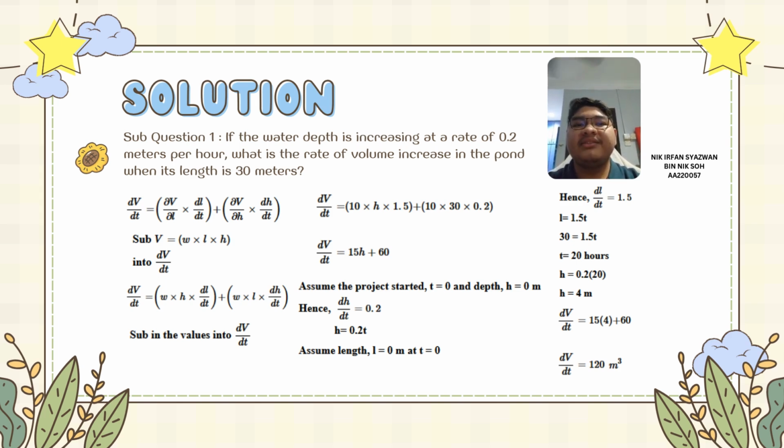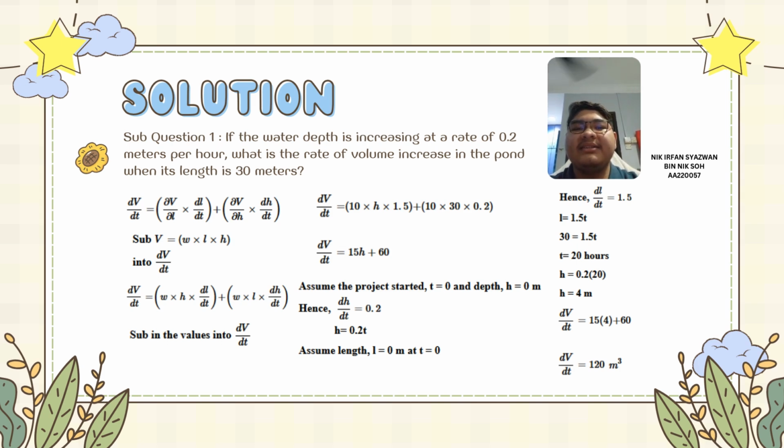If the water depth is increasing at a rate of 0.2 meters per hour, what is the rate of volume increase in the pond when its length is 30 meters? This problem involves calculating the rate at which the volume of water in the pond increases. The formula for the volume of a rectangular prism is V equals L times W times H, where L is length, W is width, and H is depth.